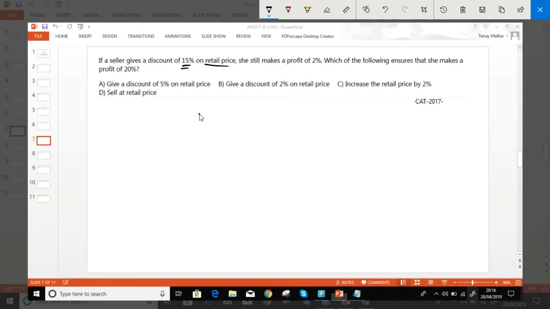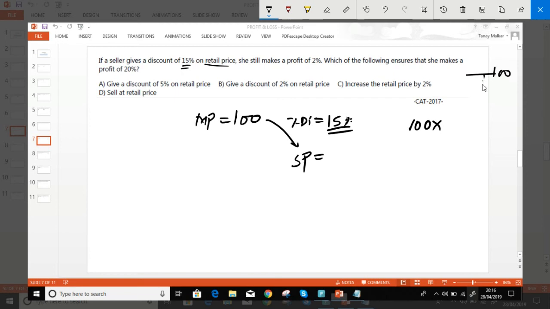So let us assume that marked price is 100, and she is giving a discount of 15% on this. Percent discount is 15%. So if the percent discount of 15% is given on marked price, what will be my selling price? It will be marked price multiplied by, now discount is 15%, that means 100 minus 15 will be 85, and 85 divided by 100 will be 0.85. So the selling price would be 85.